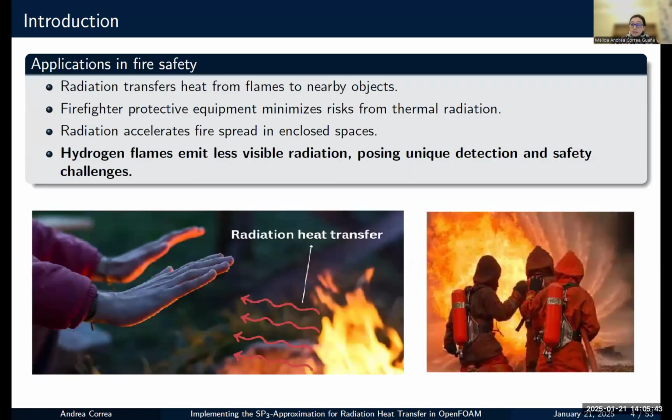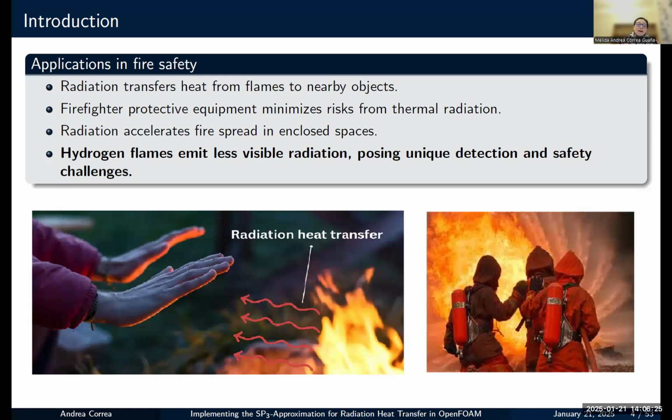Radiation has a lot of applications, but one of the most important is in fire safety. In a fire, this heat can reach nearby objects, causing serious harm to people with burns or causing the ignition of flammable materials. In enclosed spaces, the radiation can significantly accelerate the spread of the fire. This happens because nearby objects absorb heat and reach their ignition point more quickly.